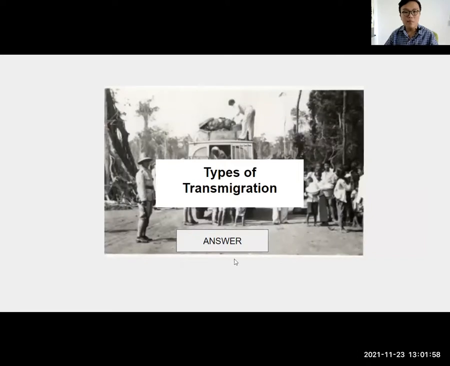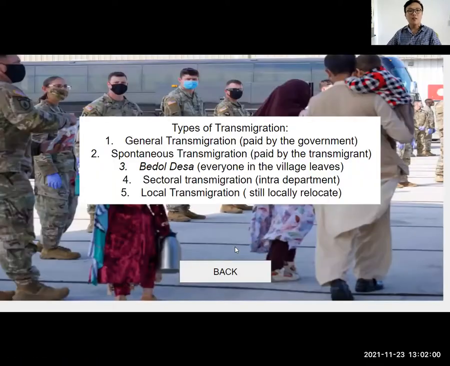Right, types of transmigration. General transmigration. It's paid by the government. For 18 months, the family that are transmigrated by the government will be supported by the government. The government will provide food and other kinds of necessities for 18 months.